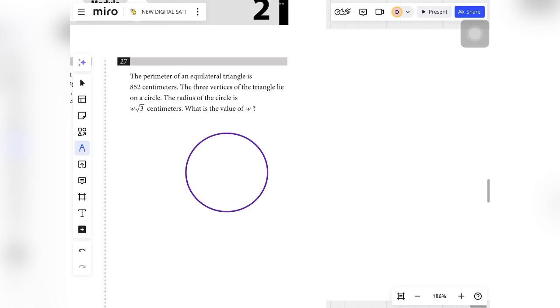New question time. Let's look at 27. The perimeter of an equilateral triangle is 852 centimeters. The three vertices of the triangle lie on a circle. The radius of the circle is w root 3 centimeters. What is the value of w?